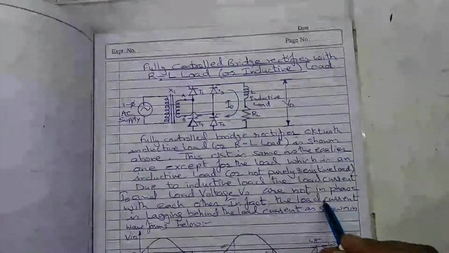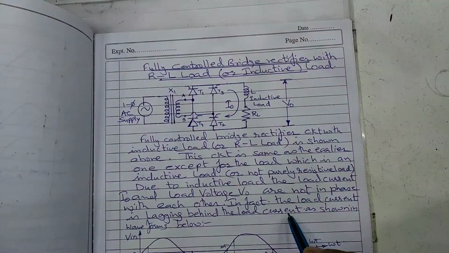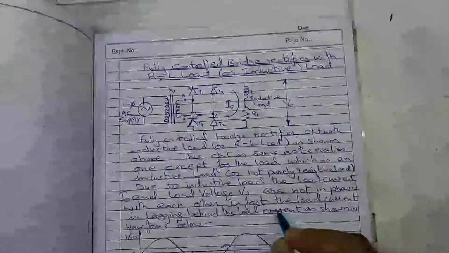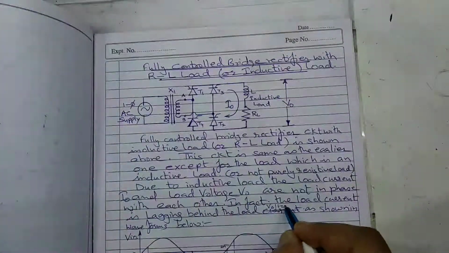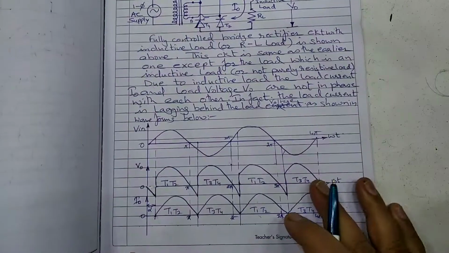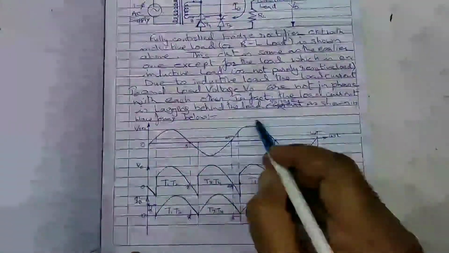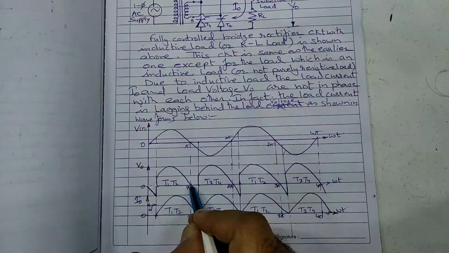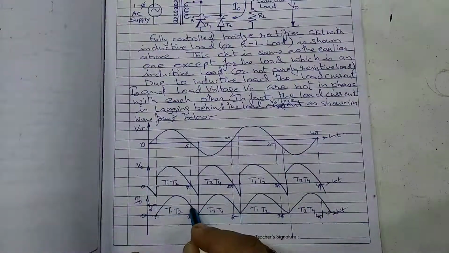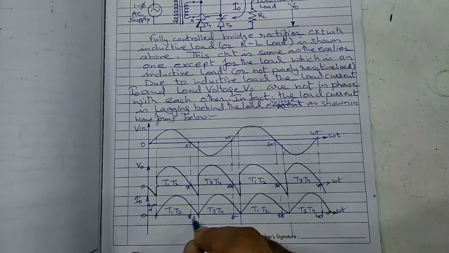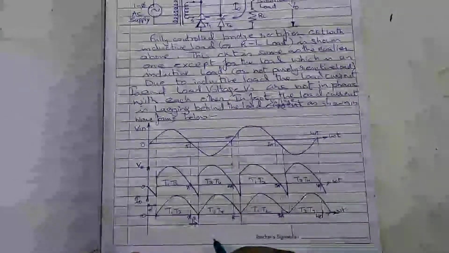In fact, the load current is lagging behind the load voltage as shown in the figure. So we can see the waveforms. This is the supply voltage Vin, and this is the load voltage. See, the load voltage becomes 0 at pi, but the load current is not 0 at pi. It becomes 0 at pi plus beta. That is called the extinction angle beta.